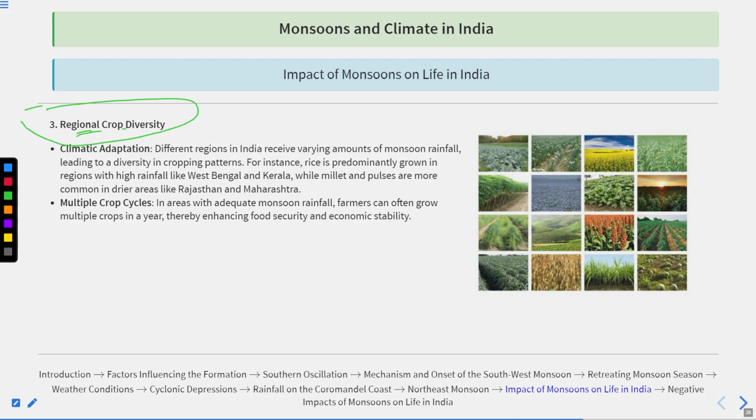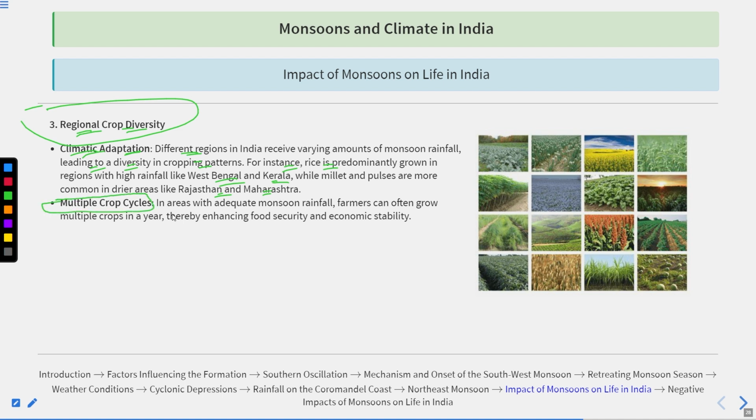Thereafter, regional crop diversity and climatic adaptation. Different regions in India receive varying amounts of monsoon rainfall. Because of this, there is a resulting diversity in the cropping patterns. For instance, rice is predominantly grown in regions with high rainfall, like West Bengal and Kerala, while millet and pulses are more common in drier areas like Rajasthan and Maharashtra.